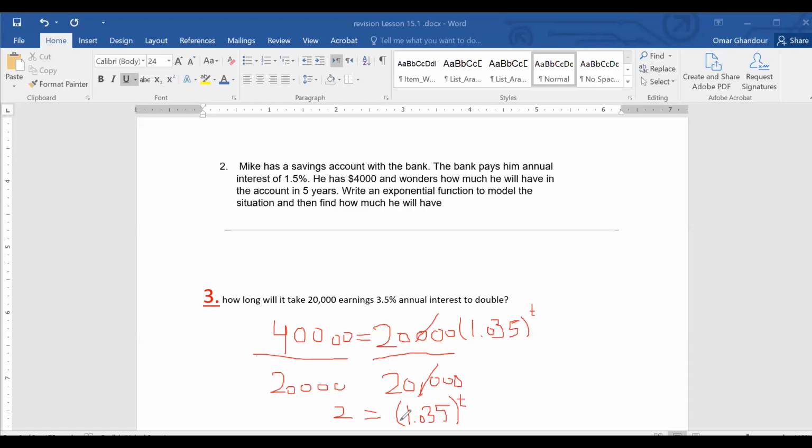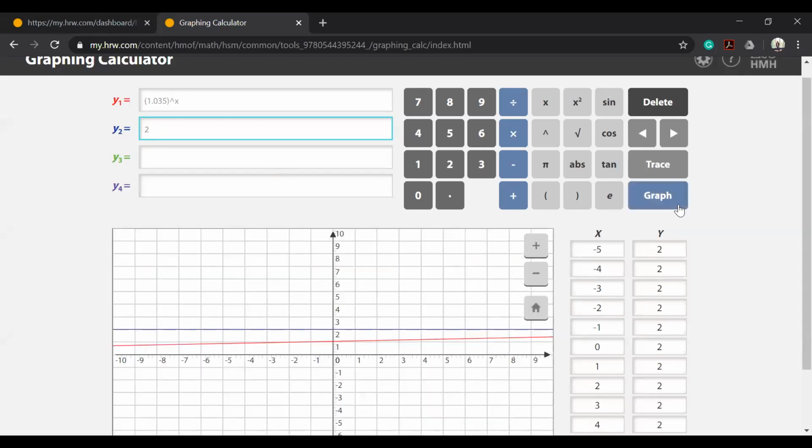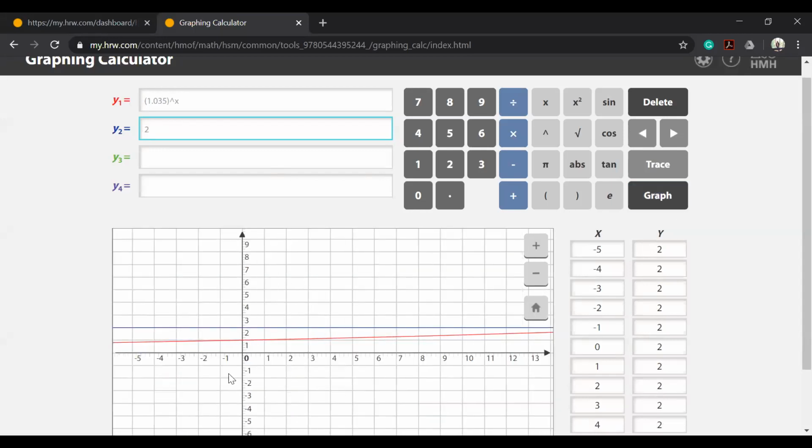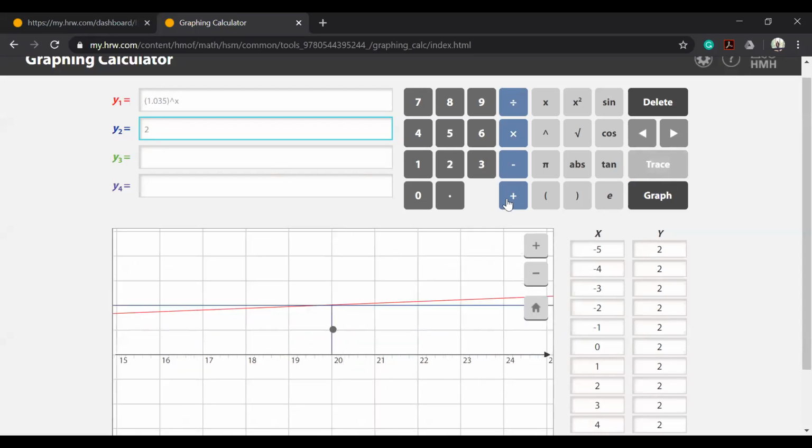Now I can go and graph. This is my first equation and this is my second equation. Let's go to the graphing calculator. So the first equation is 1.035 to the power of x, and the second equation is 2. And then let's graph. We need to move to find the solution. Yes, the solution is here. Okay, to find it, let's do trace.